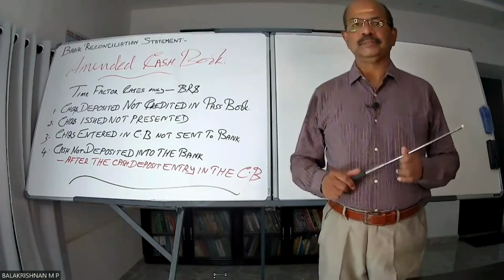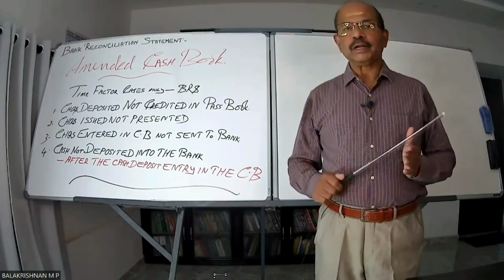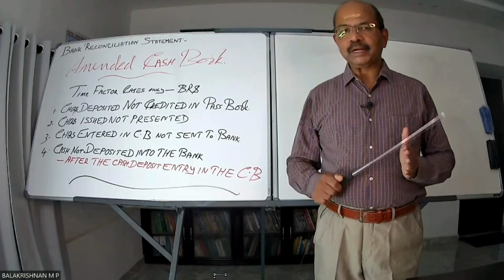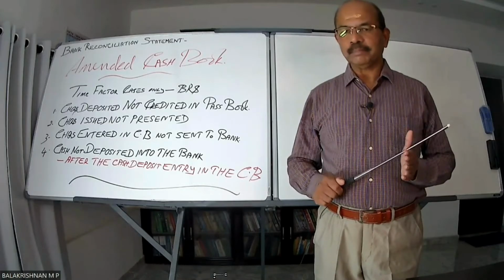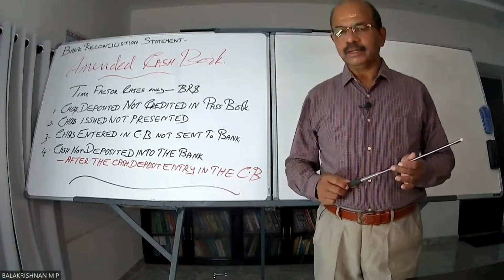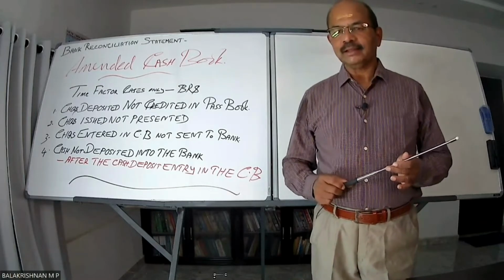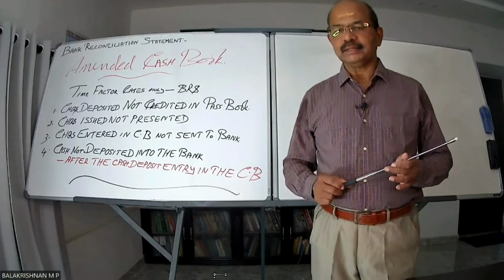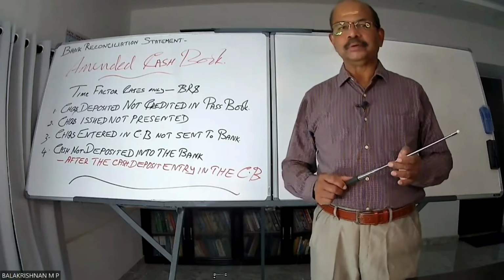Okay, fine. Next comes any entry recorded in the cash book twice. So it happens, for example, bank charges: instead of once, I recorded twice. Okay, how to rectify the second one? Rectified by way of an adjustment entry in the amended cash book.